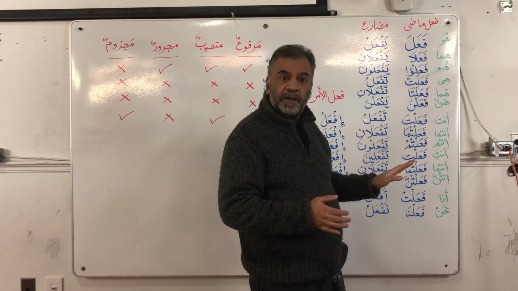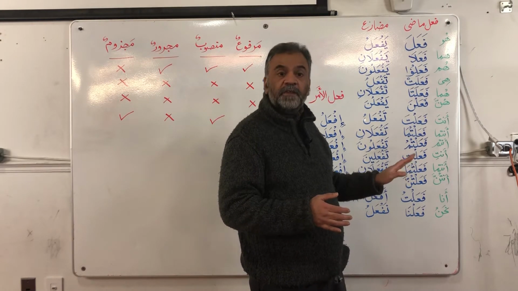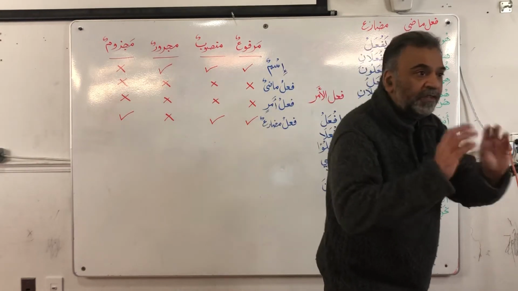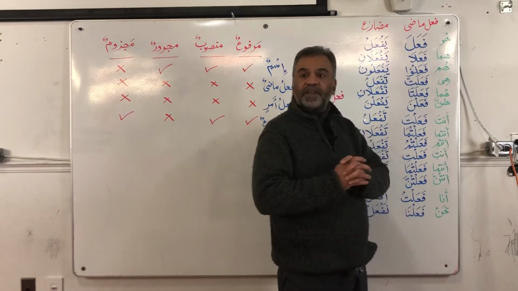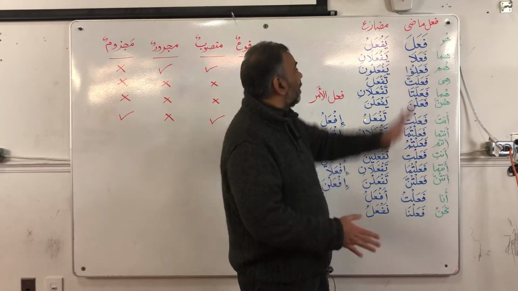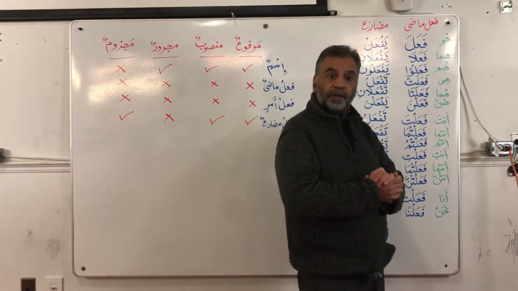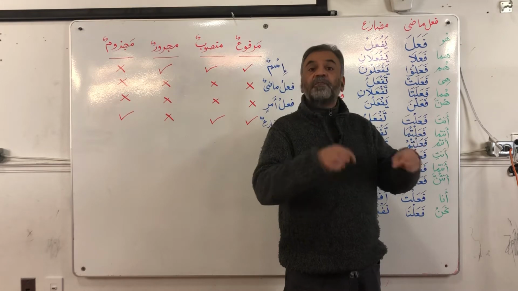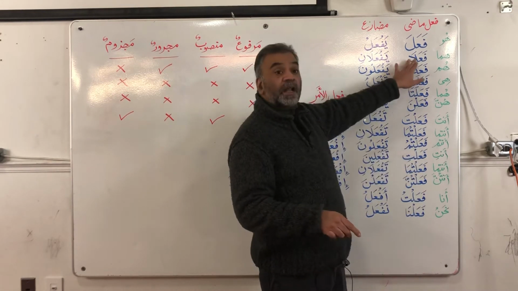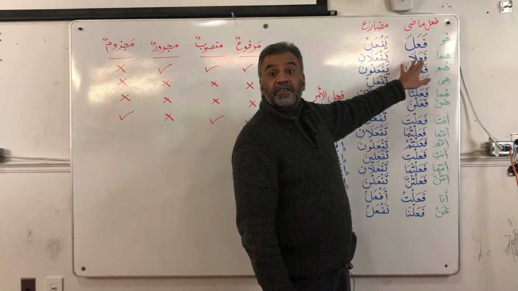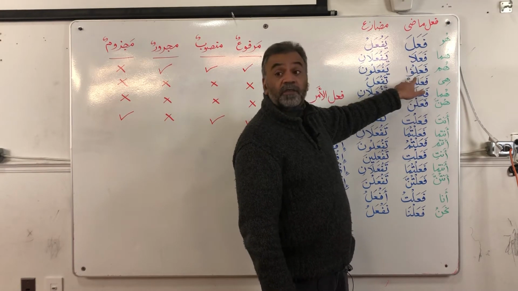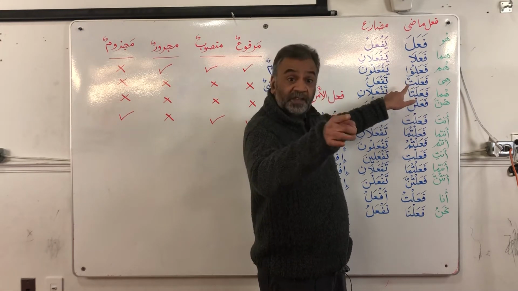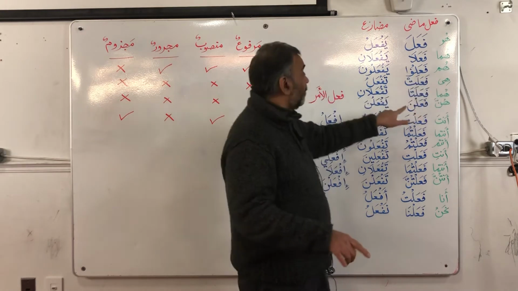We all know how to identify the doer. Whenever there is a verb, there is always a doer of the action. Whenever there is an action, there has to be a doer of the action. In fa'ala the doer is mustatir, hidden, estimation of it is huwa. The doer in fa'ala is alif, the doer in fa'alu is waw, the doer in fa'alat is mustatir, taqdiruhu hiya.